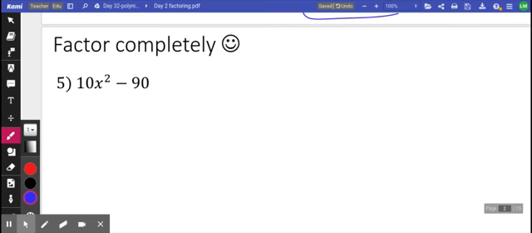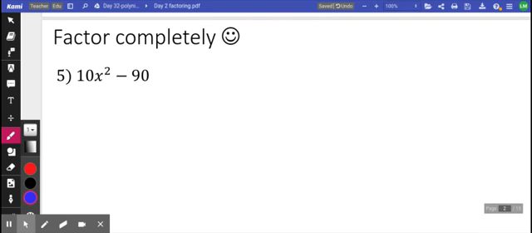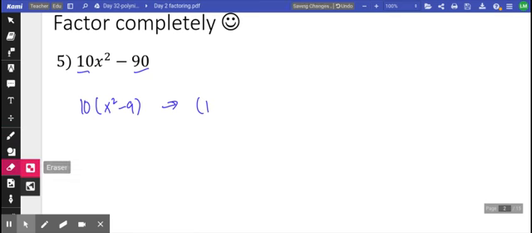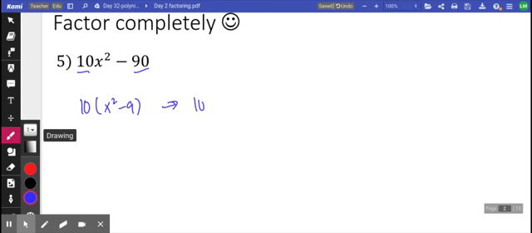All right, last one here, factor completely. First thing we want to do, you guessed it, take out a GCF. I have a 10 and a 90. I can divide both of those by 10, and if I do that, I get x squared minus 9. Now, we haven't seen any with 2 terms here yet, x squared minus 9, but let's just rewrite this as 10 times x squared plus 0x minus 9, right? We don't have anything in that middle term. We have 0 x's.